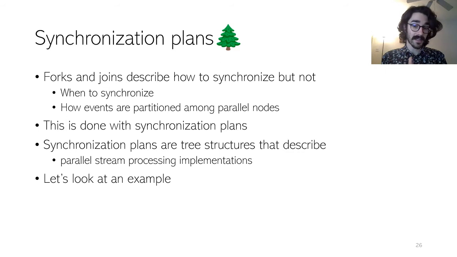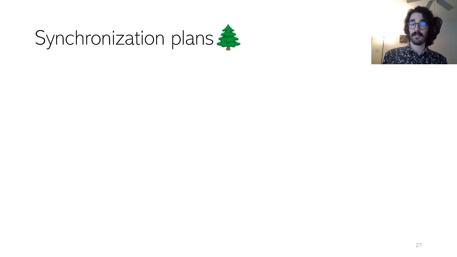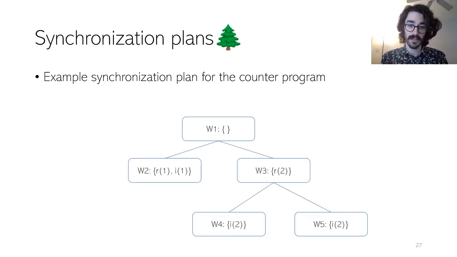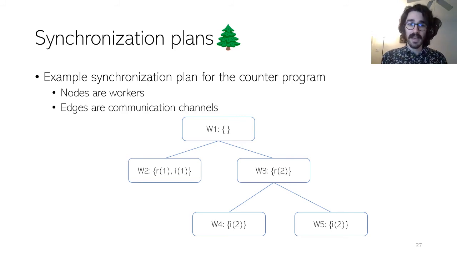And let's look at an example to understand them better. So an example synchronization plan for the counter program that we saw before, the map from keys to counters, is the following. So we have nodes, first of all. Nodes are workers, and they are parallel processing workers that process input events. And edges represent communication channels between these workers.